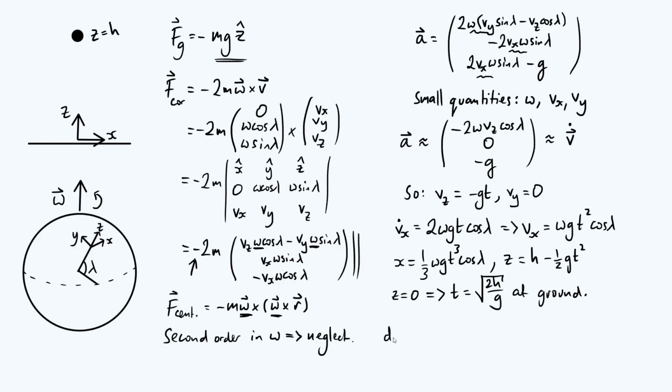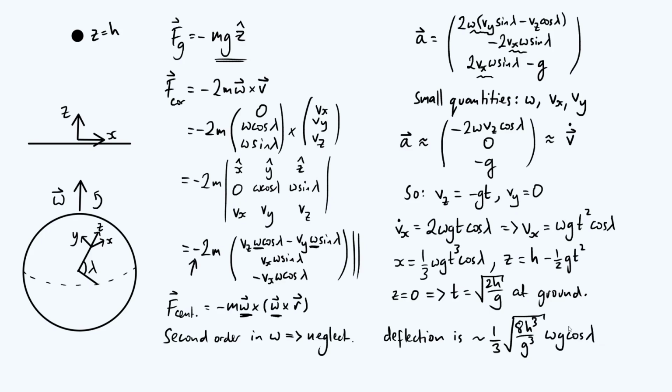So what that means about our deflection is roughly 1/3, and let's put the t cubed in now. So t cubed is going to be the square root of, we just have to cube all of the individual terms under the square root, right? So we're going to get 8h cubed over g cubed, right? Then we've got our omega g cos lambda, right? So omega g cos lambda.